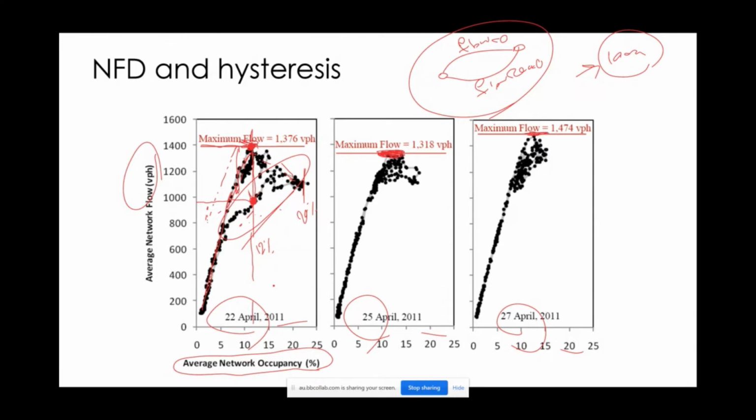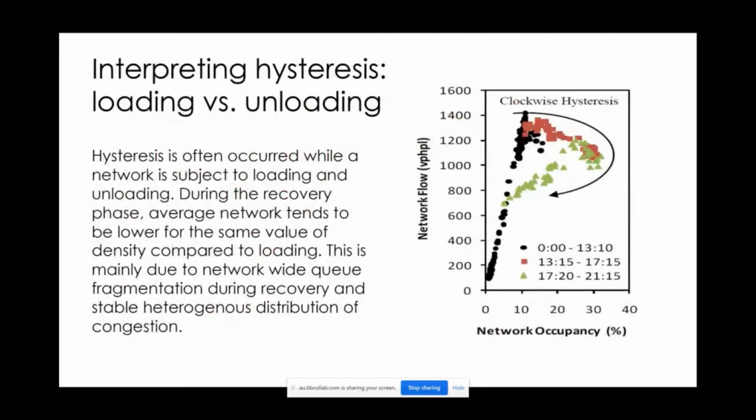And interestingly, the size of the hysteresis, for example, on April 25th and April 27th, either there is no hysteresis or the hysteresis is very small compared to April 22, when we saw a very large hysteresis. So for some reason, it might be because of the rainy weather, it might be because of a few accidents across the entire freeway network, we see this heterogeneous traffic compared to other days. And again, if you want to now zoom in a little bit more into this hysteresis phenomenon, which is usually following a clockwise hysteresis, we call it.